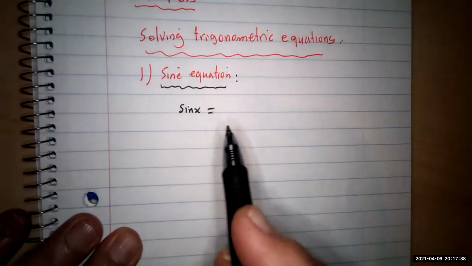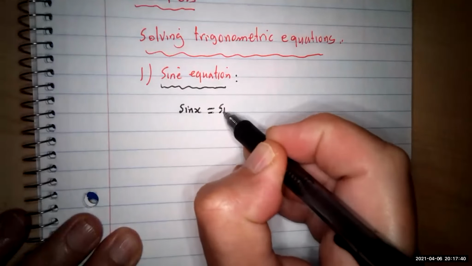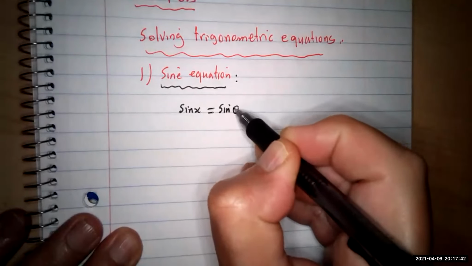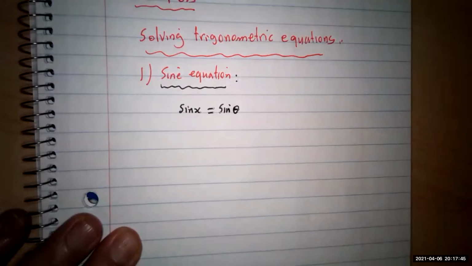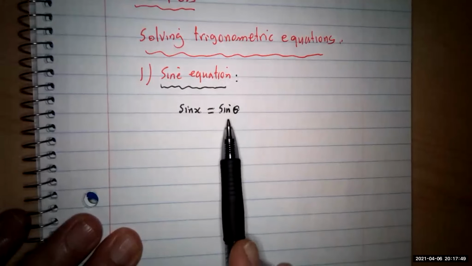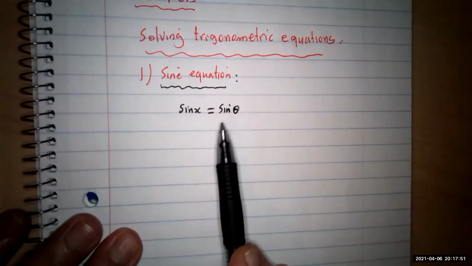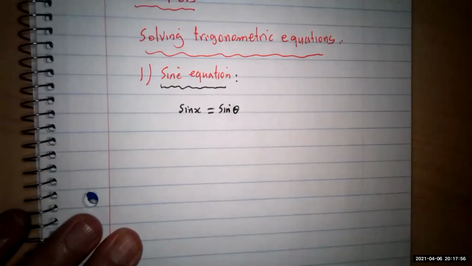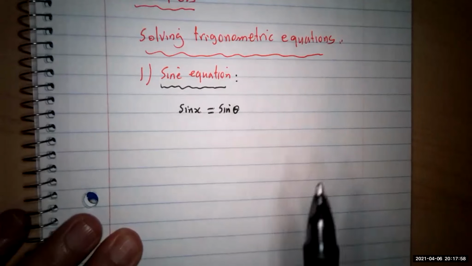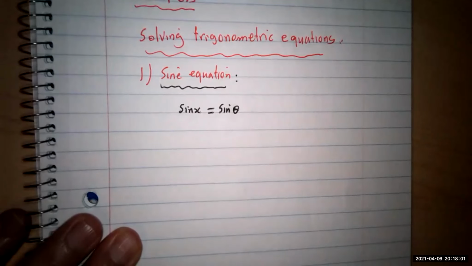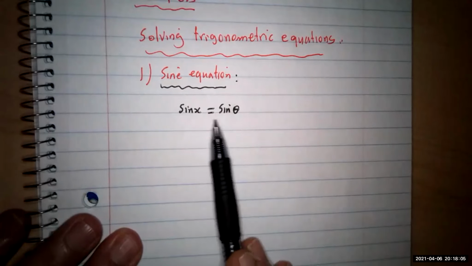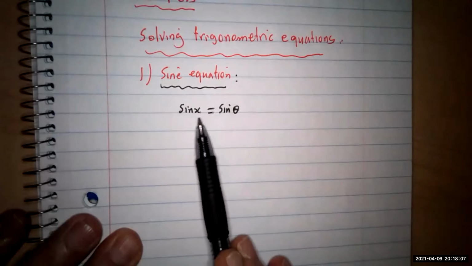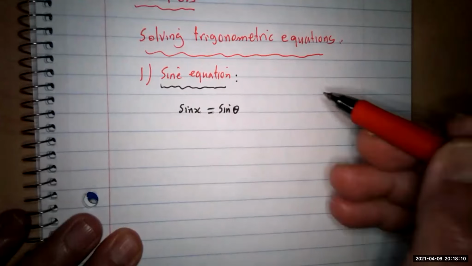So we have a sine x. We are going to make it into a sine of something, we call it theta. At the end of the day, you arrive at this equation. This is the equality of two sines, if you like: sine x equal to sine of theta. One solution is going to be x equal to theta, which you can find using your calculator.